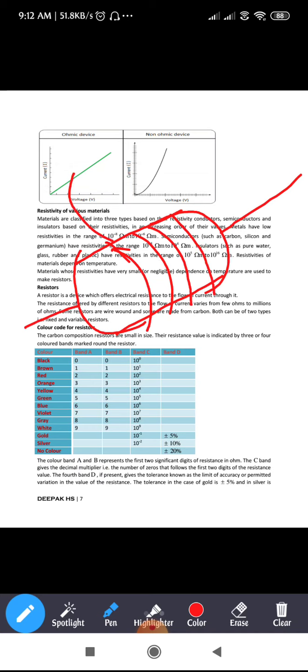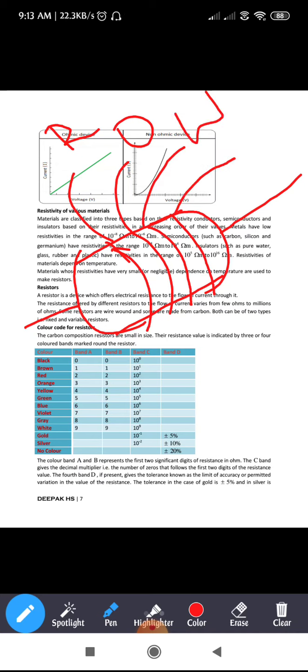Okay, let us say that a resistor has been given to you. You have 4 bands on it. Let me say that the first band is red, the second band is orange, the third band is white, and the fourth band, let us think, is silver.